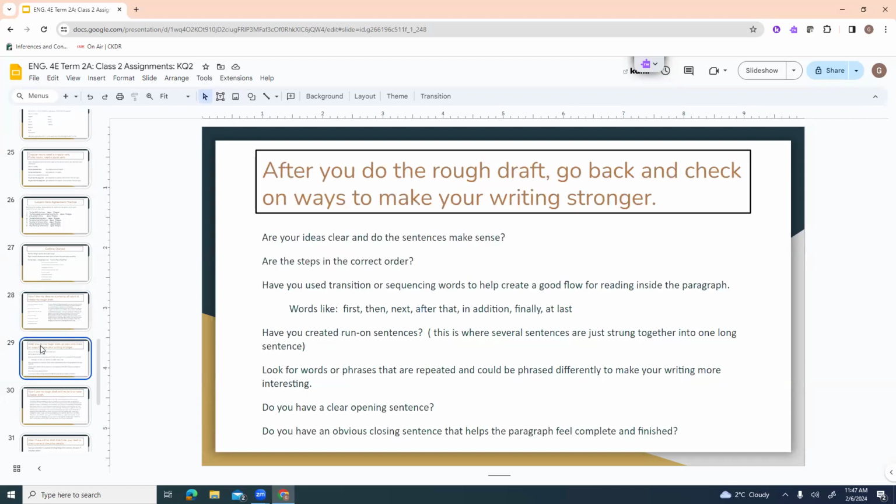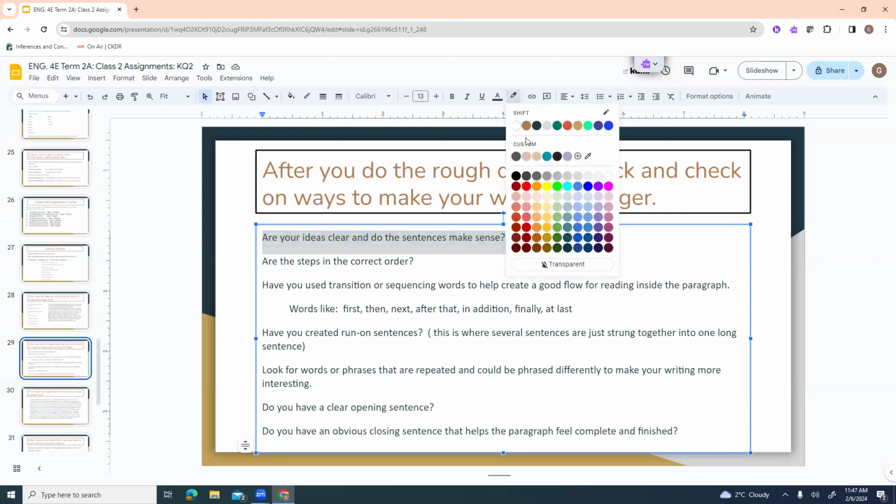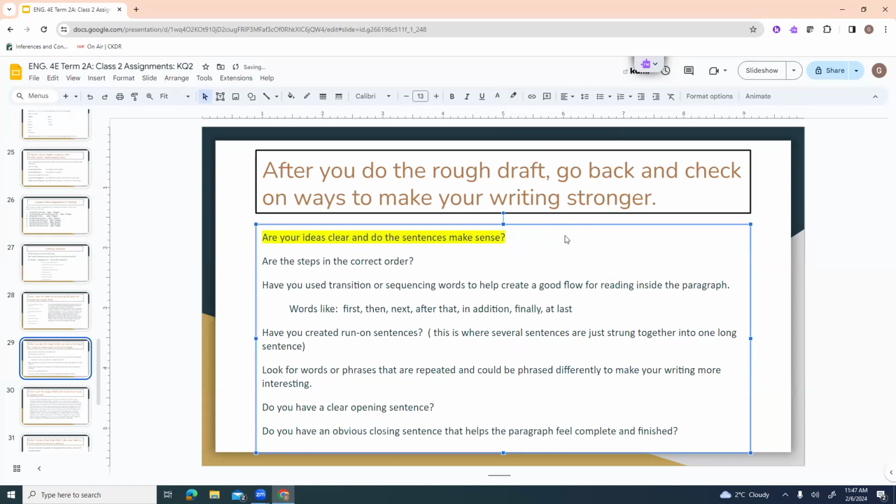Okay. After you do the rough draft, now go back and check on ways to make your writing stronger. Are your ideas clear and do the sentences make sense? I'm going to highlight this. This is the most important thing. Nothing will get you lower marks than me not really understanding what you're trying to write. Punctuation and spelling are just not as important. Make sure it's understandable. If you're not positive, read it to a friend. Do they know what you're talking about?